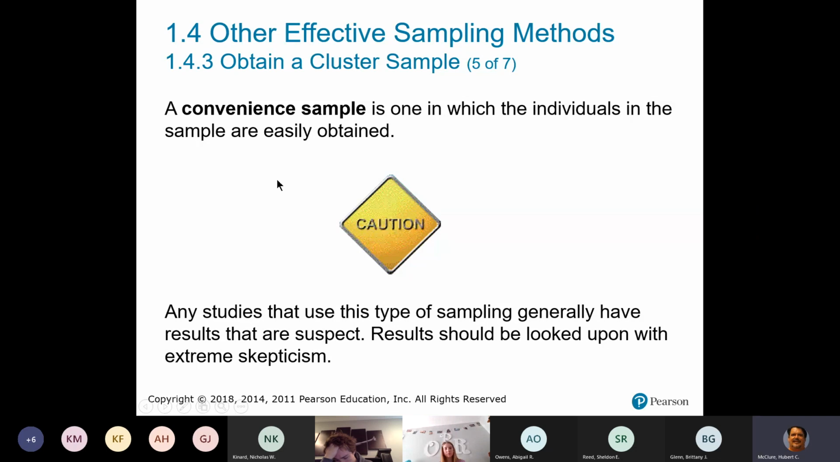Random sample, simple random sample, systematic random sample, and convenient sample. Those are the ones that usually are asked on a test. All right?